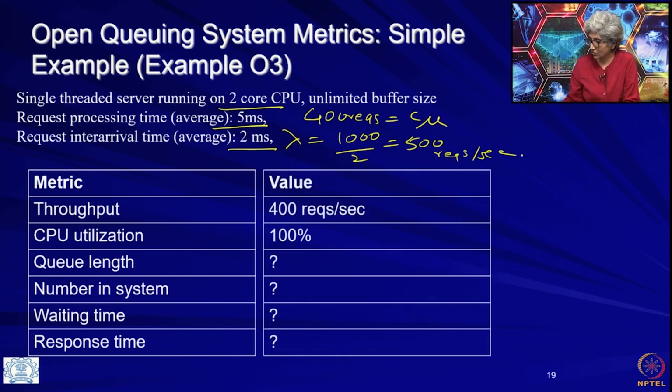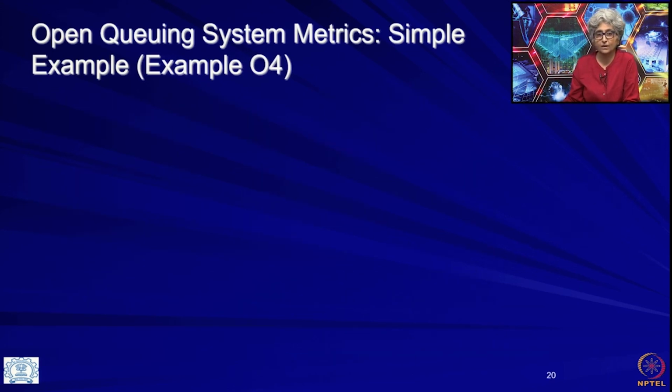Okay. So, throughput will now be 400 because lambda is greater than 400. So, the system can't do 500, it will have to just stop at 400 requests per second, that is what it can do, and the servers, both the cores, CPU cores will get 100% busy.